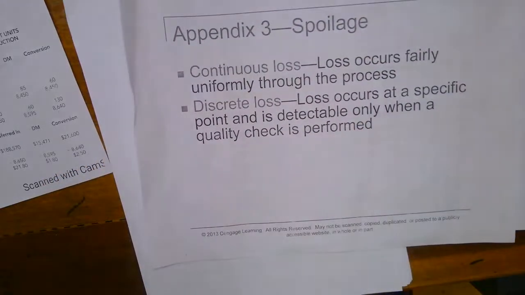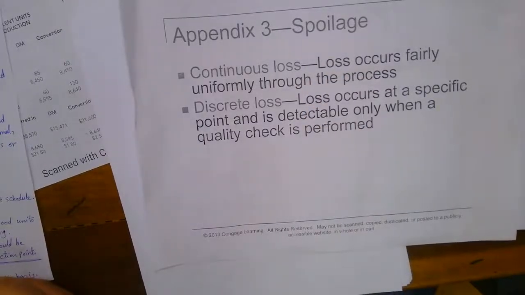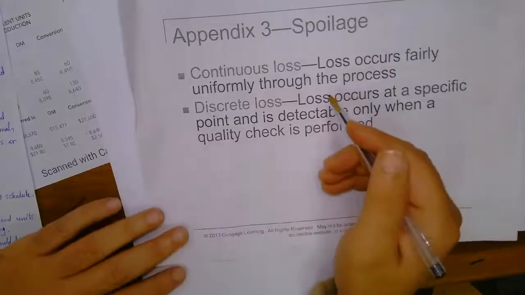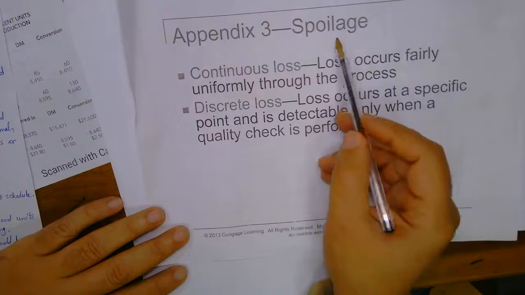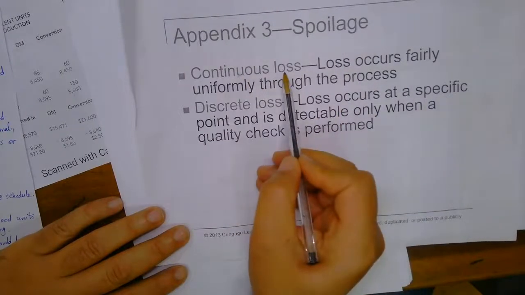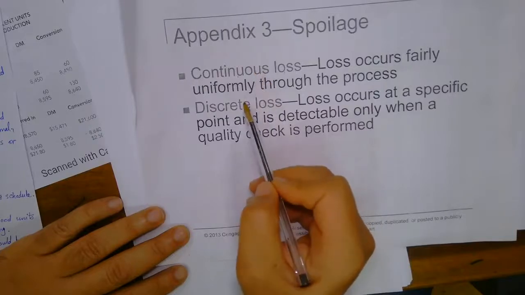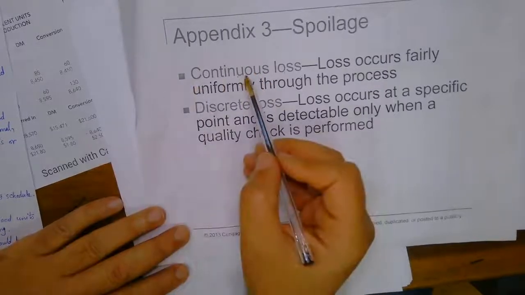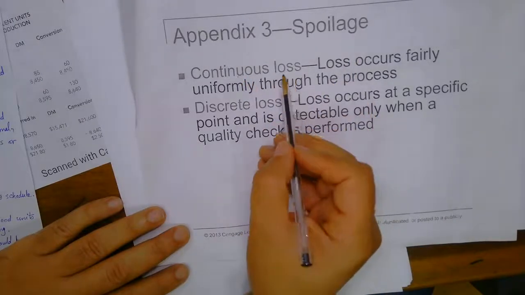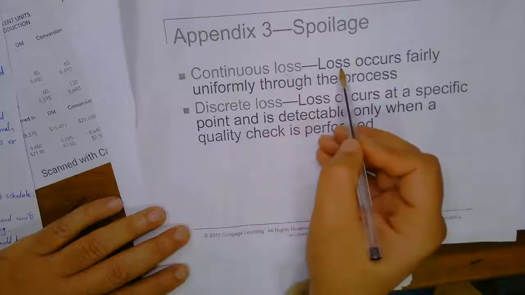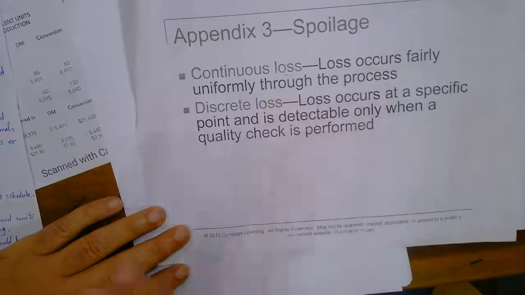Appendix number 3, spoilage. Spoilage represents the units that don't meet production specification. It may be continuous loss or discrete loss. The continuous loss occurs fairly uniformly through the process.